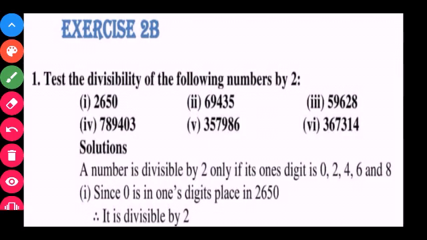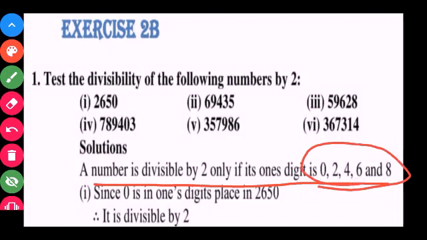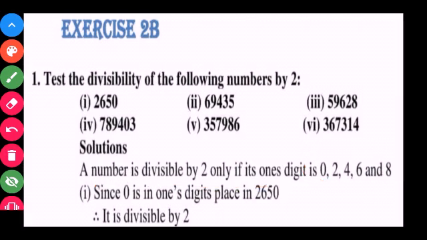First is how to check divisibility of 2. In the previous class you learned how to check divisibility of 2. A number is divisible by 2 only if its ones digit is 0, 2, 4, 6 or 8. That means any number whose unit place digit is 0, 2, 4, 6 or 8 is divisible by 2. Understand? So here the question is, test the divisibility of the following numbers by 2.